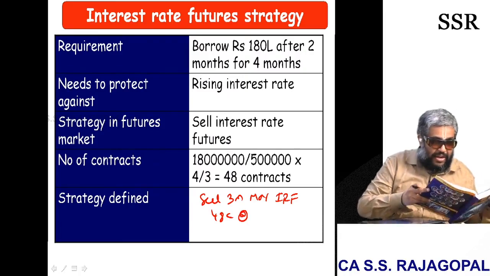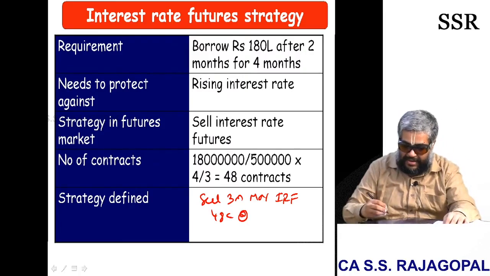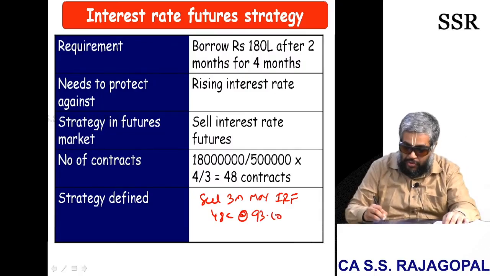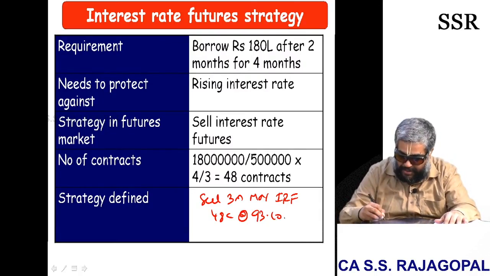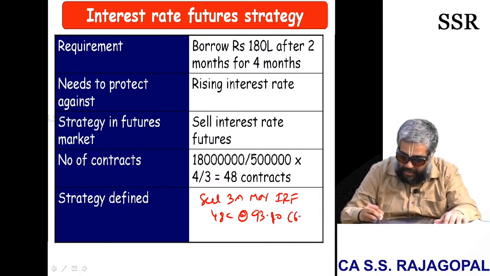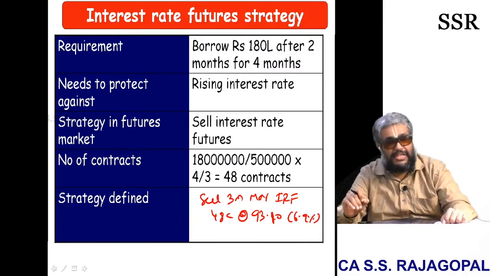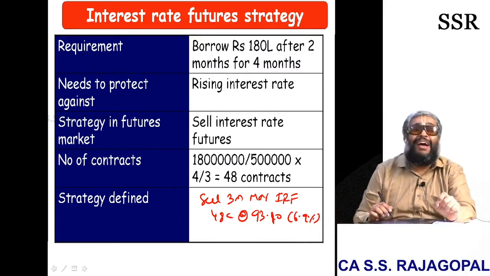It's trading at 93.1. So 93.1 should be understood as 100 minus 93.1, which gives 6.9%. In other words, friends, today I have agreed.